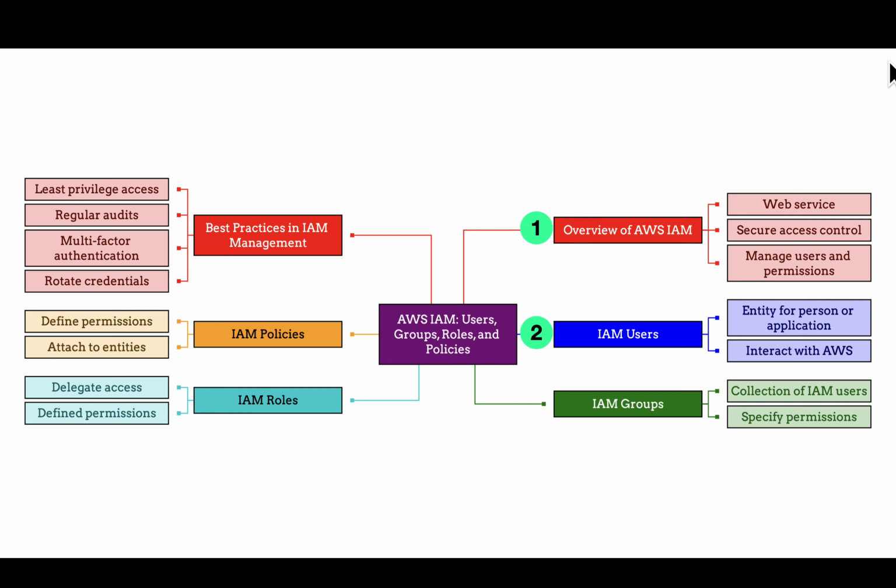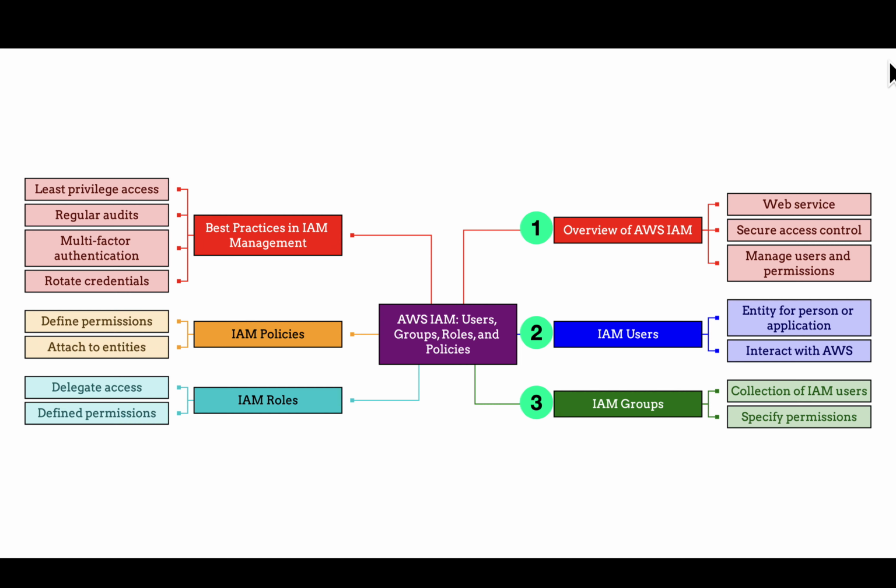2. IAM Users. An IAM user is an entity that you create in AWS to represent the person or application that uses it to interact with AWS. A user in IAM is not the same as a person. It can also be an application that needs to make API calls to AWS.